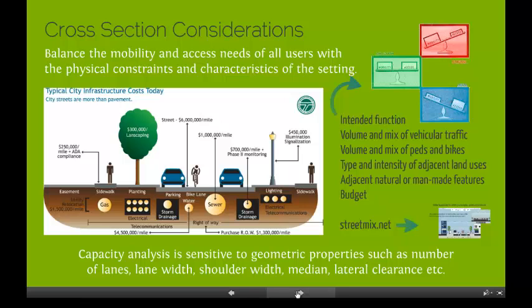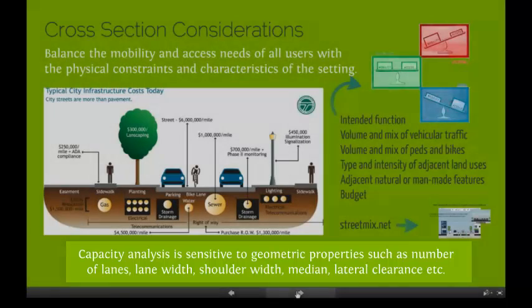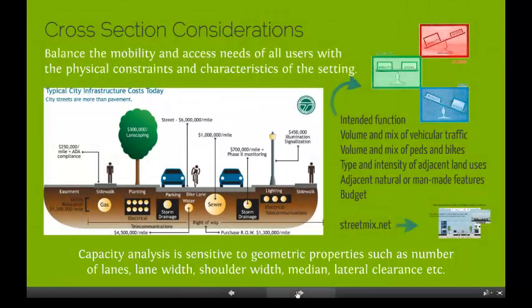In preparing to move forward into capacity analysis, it's important to recognize that capacity analysis is sensitive to such geometric properties, including the number and width of lanes, the presence of medians and shoulders, and the amount of lateral clearance. Studies show that free flow speeds are affected by these cross-sectional elements. Proper use of analytical methods will require knowledge of cross-sectional features.